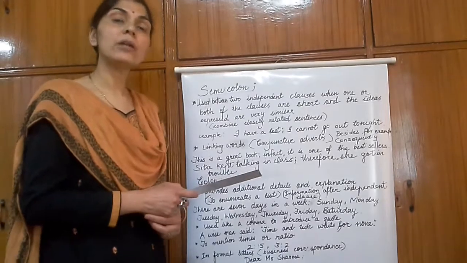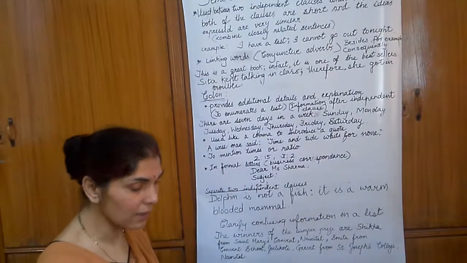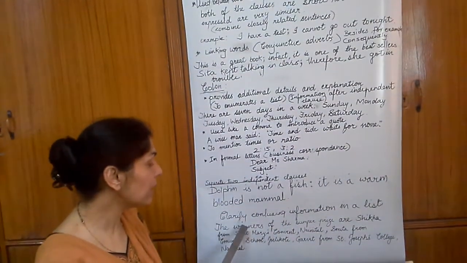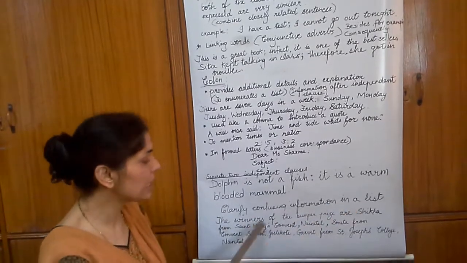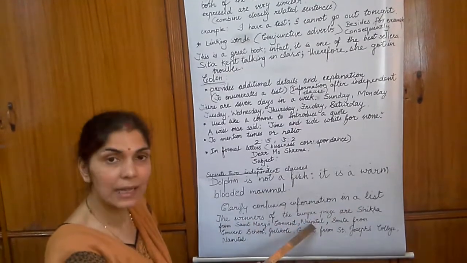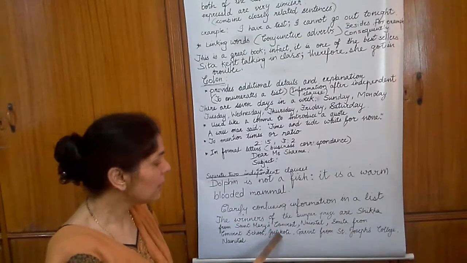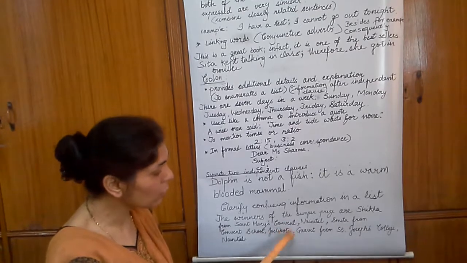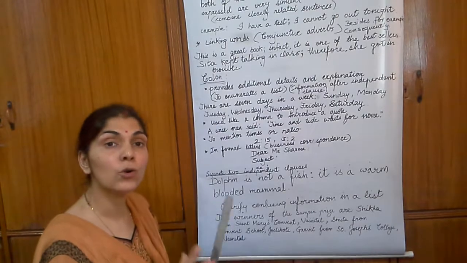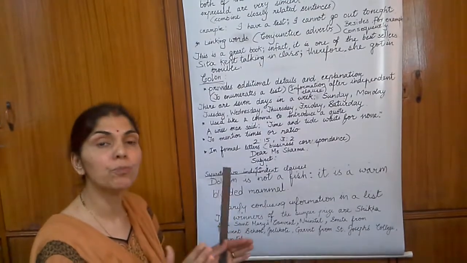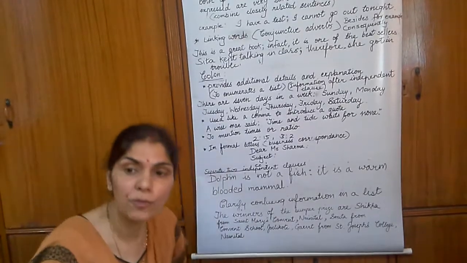Now this semicolon can also be used to clarify confusing information in a list. There can be something very confusing. The winners of the bumper prize are Shikha from St. Mary's Convent, comma, Nainital, again a comma, Smita from Convent School, Julicote, comma, Garvit from St. Joseph's College, Nainital. You can group these items. You can group the winners along with the place with the use of a semicolon.